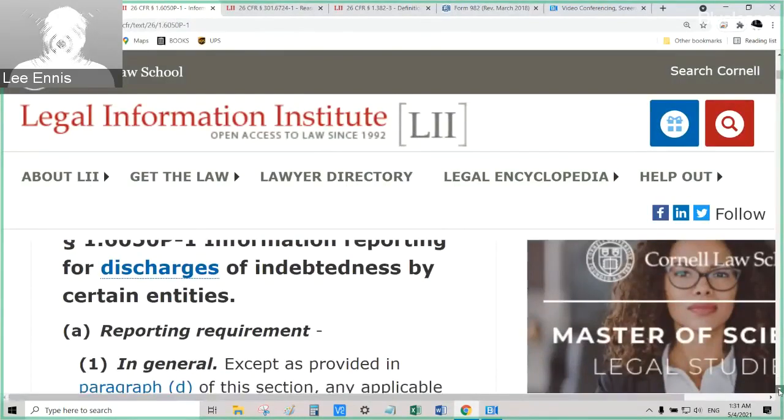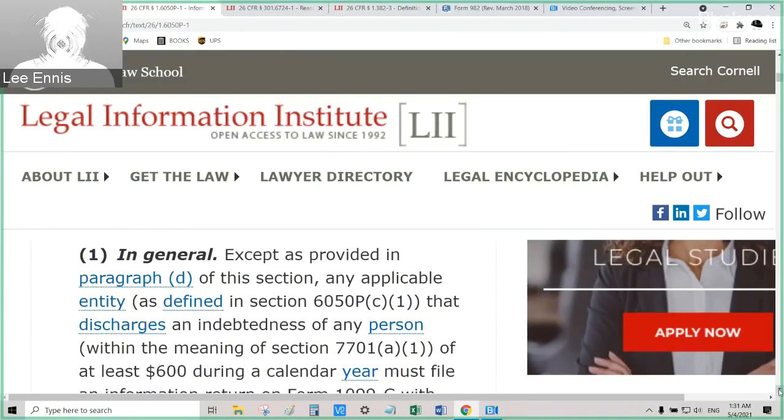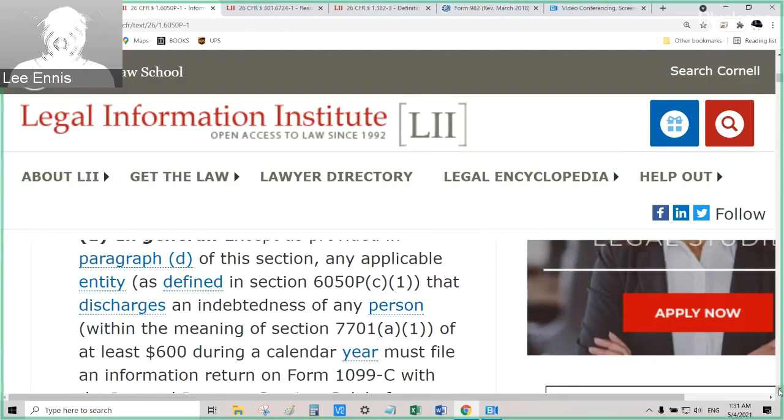So first things first, the reason for the 1099-C again is the discharged debt. The first thing I want to bring your attention to is that this is any person within the meaning of Section 7701(a)(1) that has at least $600 during the year in discharged debt. Okay, so what that means is that if you have discharged any debt to any person of at least $600, then you are required to file this form. But what we need to talk about is who is this person that they are speaking of.